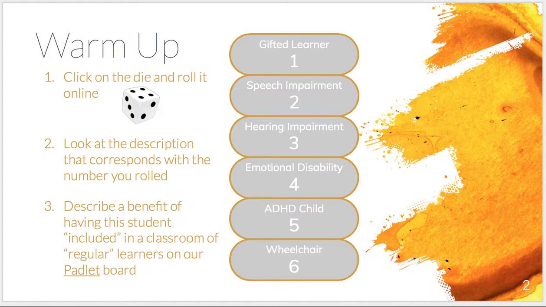And for this warm-up, you're going to click on the die and roll it. And then whatever number you roll, you're going to look at that description of child, and you're going to head to our Padlet board and write a description of a benefit of having a student included in your classroom of regular learners that has this disability.